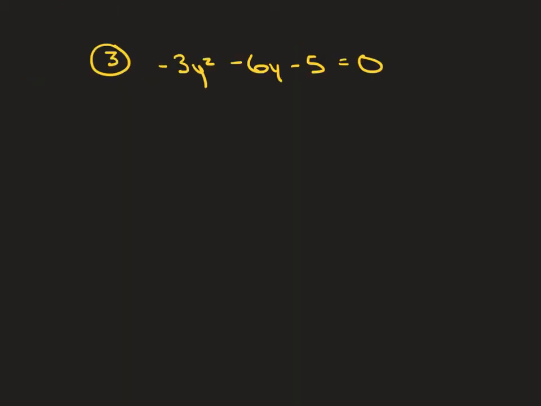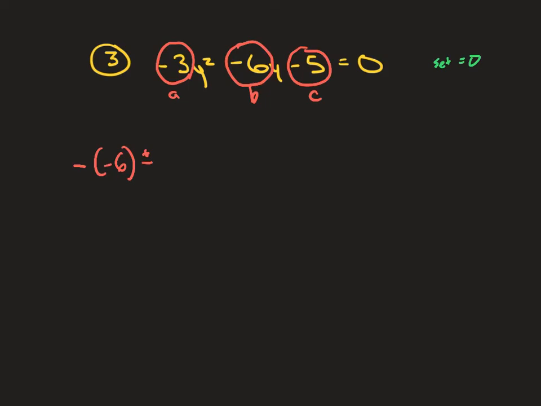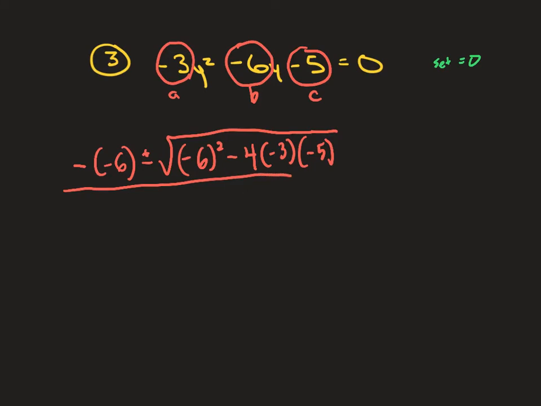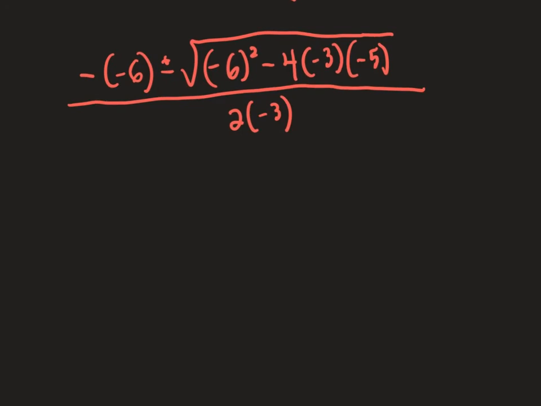Number 3, negative 3y squared minus 6y minus 5 equals 0. So first step is always set equal to 0. It's already done, so we don't need to move anything around. We just need to label A, label B, and then label C. So we've got negative B plus or minus square root of B squared minus 4 times A times C, all over 2 times A. And then we're just simplifying from there.